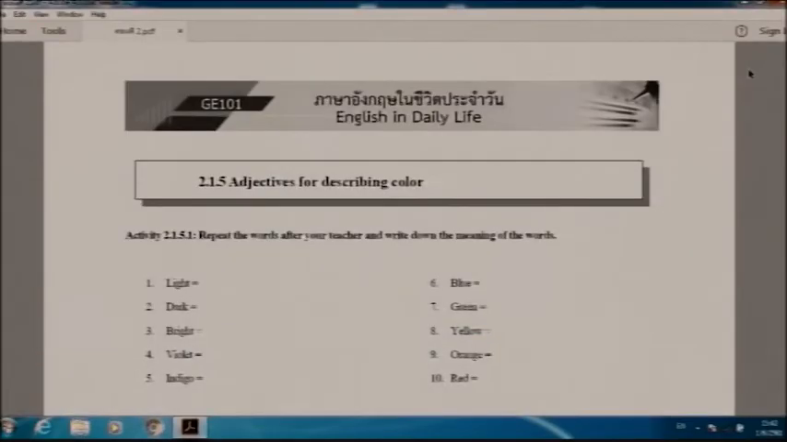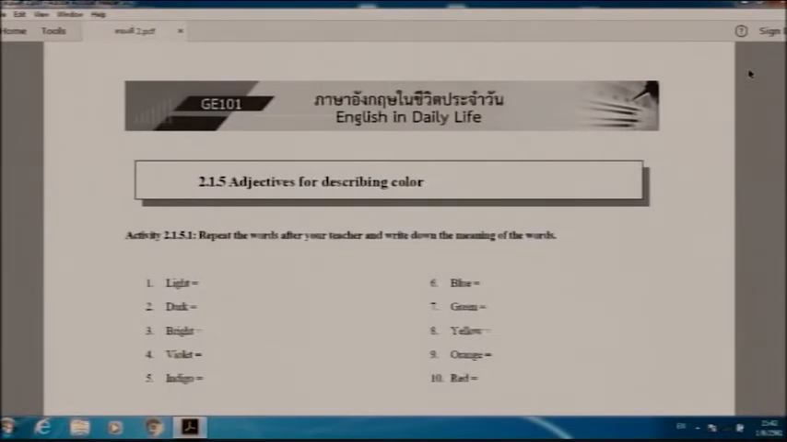Number five is indigo. Indigo. Number six is blue. Number seven is green. Number eight is yellow. Number nine is orange. Number 10 is red. This doesn't mean that these are the only colors. There are more colors that we have not talked about, like pink, like black, and more colors. But this is what I can share with you this afternoon.